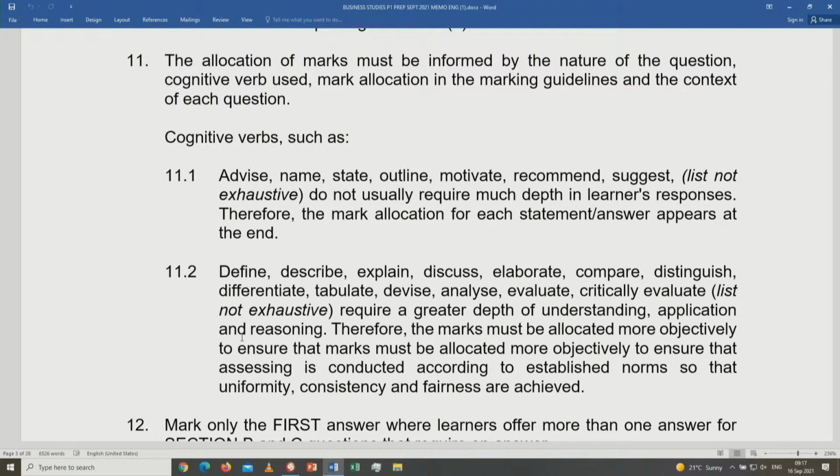Here on 11.2, that's where you now experience split marking, because now you allocate marks objectively and you go straight to where the fact is.